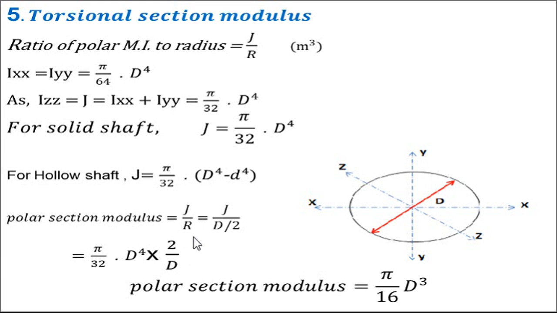where J is the polar moment of inertia and R is the radius of the shaft. Putting radius R equal to d by 2, where d is the diameter, and putting the polar moment of inertia in this formula, we ultimately get the polar section modulus as pi by 16 d cube. So this is the torsion section modulus or polar section modulus.